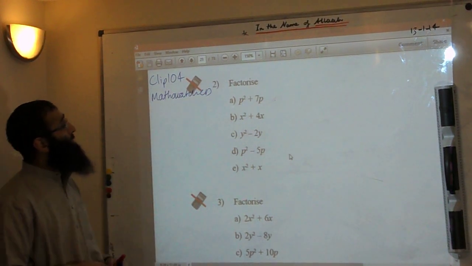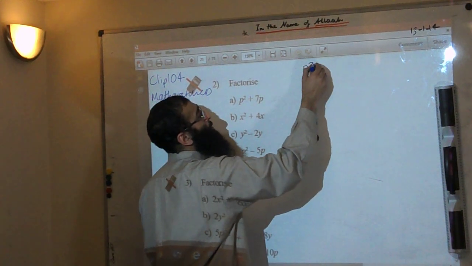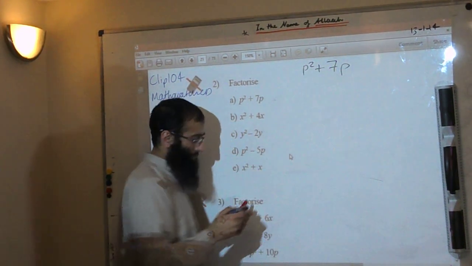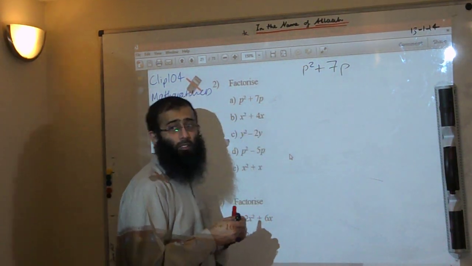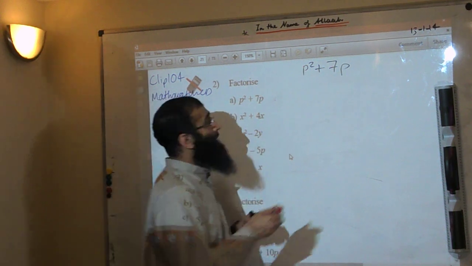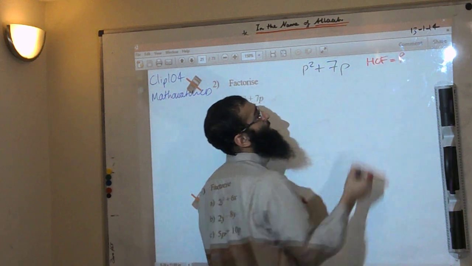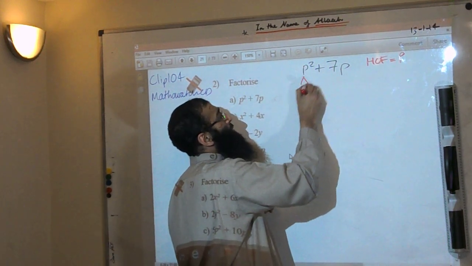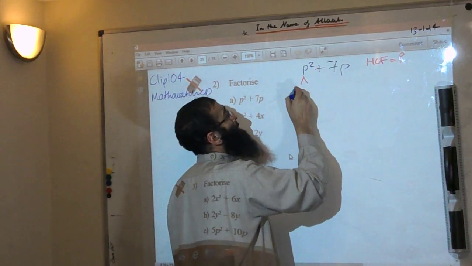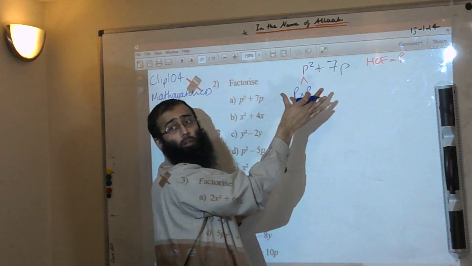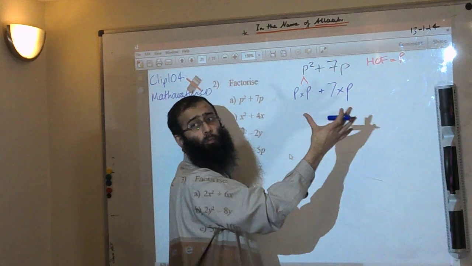Right, p squared plus 7p. Now, Hassan, in this particular question, if you're looking at p squared plus 7p, what is the highest common factor this time? It's not a number this time, it's a letter. What is the letter? The highest common factor is p. P. Okay, so p squared is made up of p times by p. Splitting it up. Plus, and 7p is made up of 7 times by p.